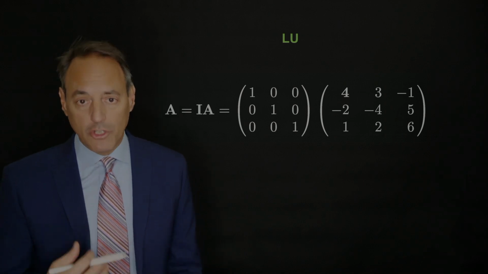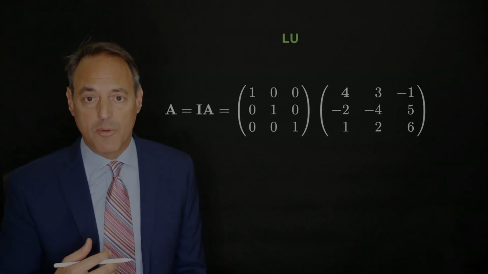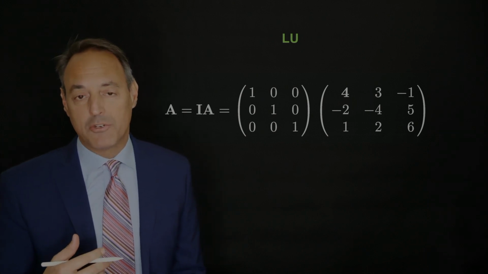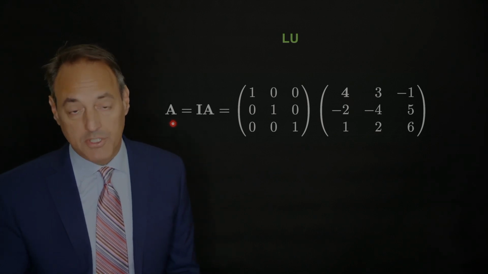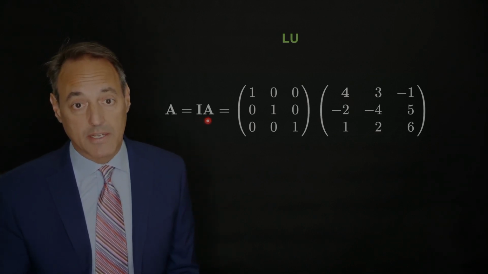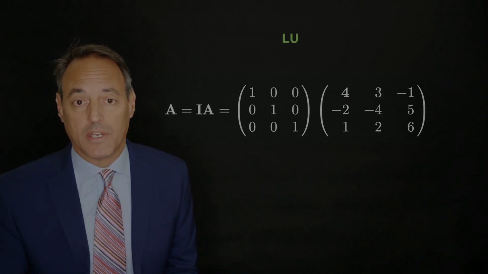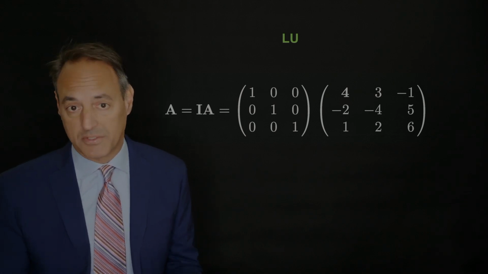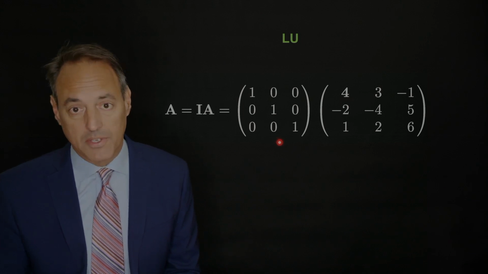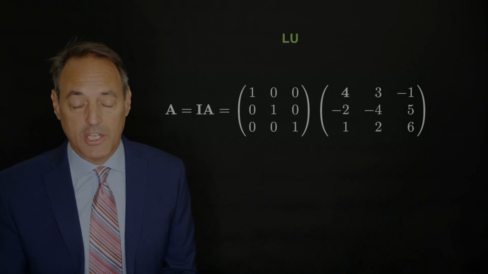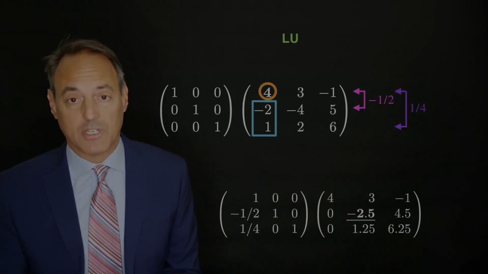So LU is going to be very much like Gaussian elimination. We're going to try to put our matrix in upper triangular form, but the way we're going to write this is we're going to take a generic matrix A and write it as the identity times A. We know that if we multiply anything by the identity, it comes out to be the same matrix given back. But we're explicitly going to write out the identity times the matrix A. So what I'm going to do is walk through how we might do this with Gaussian elimination.